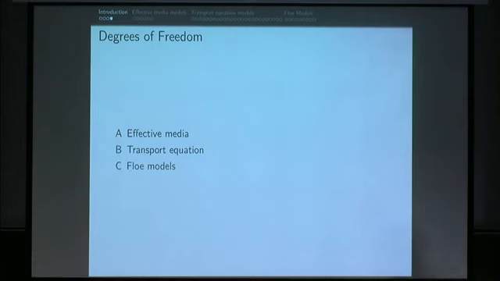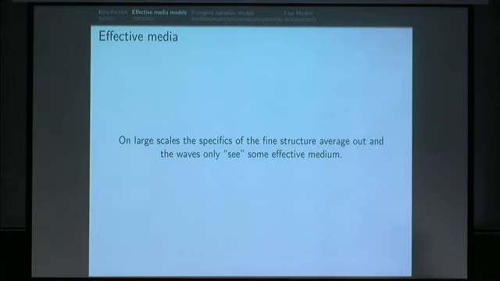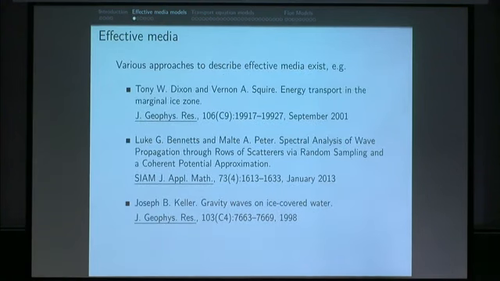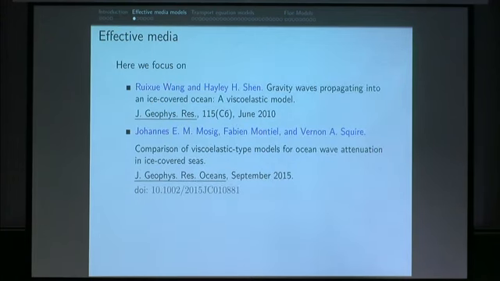And let's start with the effective media. So the idea of effective media is that on large scales, the specifics of the fine structure somehow average out, and the waves only see some effective medium. We already got a very nice and extensive talk from Haley about one of these effective medium models. So I'm going to keep this section very, very brief. Other people have worked on several kinds of things which one could call effective medium models, but I'm going to talk actually about Haley's model and some work we've done 2 years ago in this article.